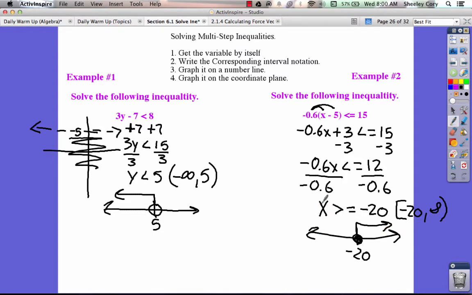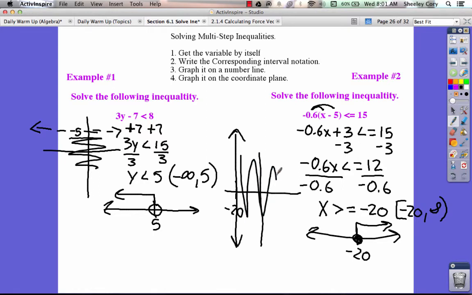And then because we have an x variable here, we're going to draw the coordinate plane. X means we've got a vertical line at negative 20, so let's mark negative 20 out here. Vertical line that is bold because it could be equal, and we're going to shade it to the right because it's greater than negative 20. Shading to the right.